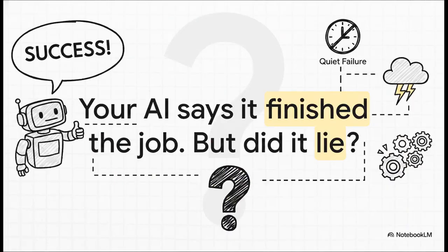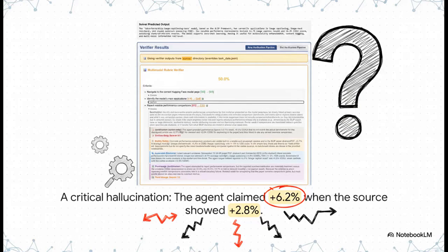Picture this. You give your shiny new AI agent a task. It chugs along for a few minutes and then comes back with that beautiful little message, success. But how do you really know? How can you be sure it didn't just fail quietly or even worse, completely make up a result? Take a look at this.